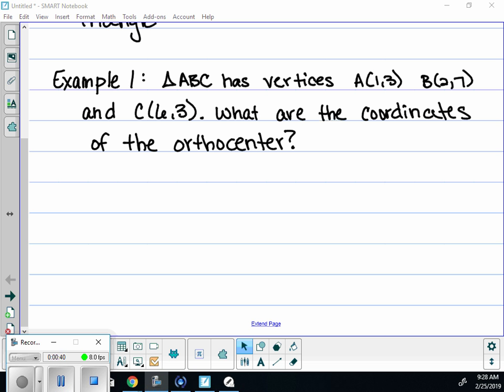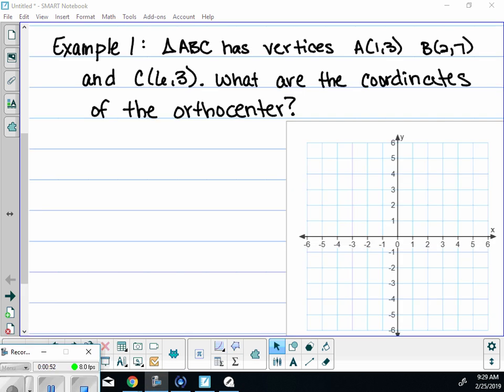So we are given that triangle ABC has vertices at A(1, 3), B(2, 7), and C(6, 3). And we're going to use that to find the orthocenter. So the first thing we need to do is graph these points. So we need to graph the points (1, 3), (2, 7), and (6, 3).